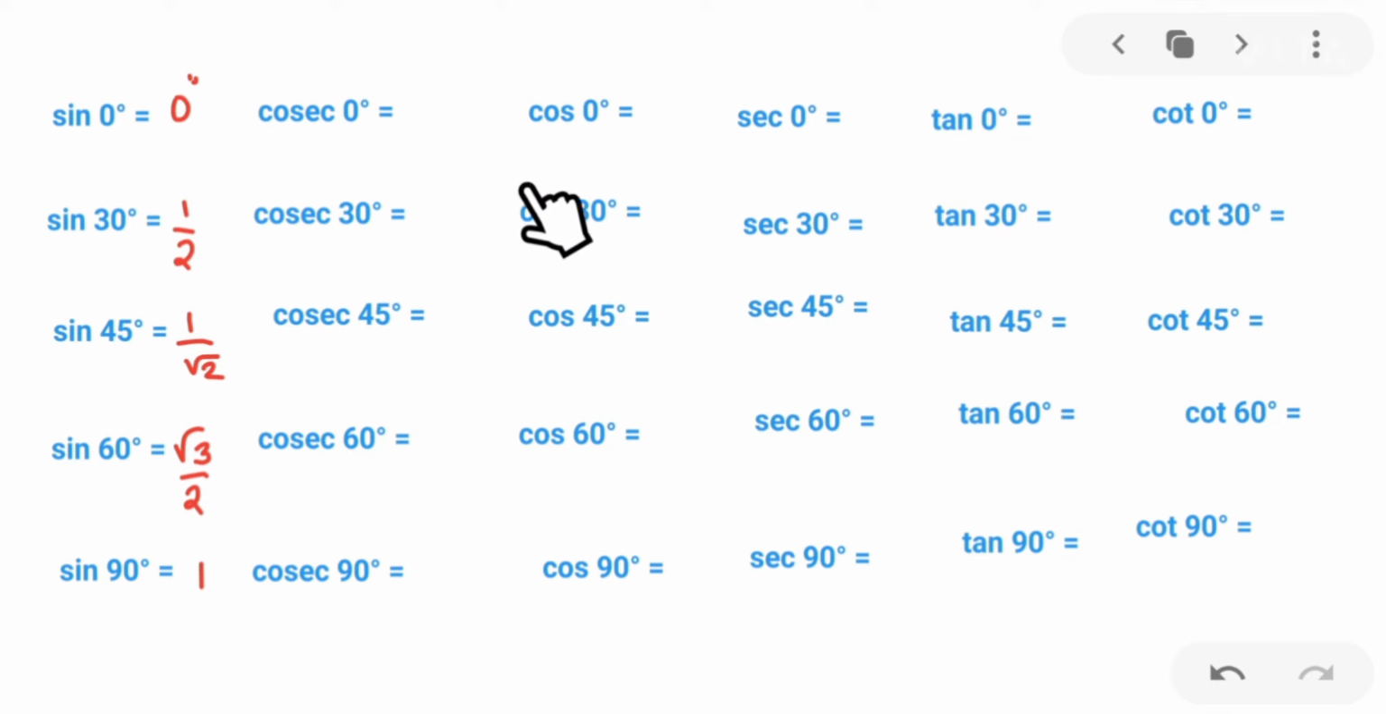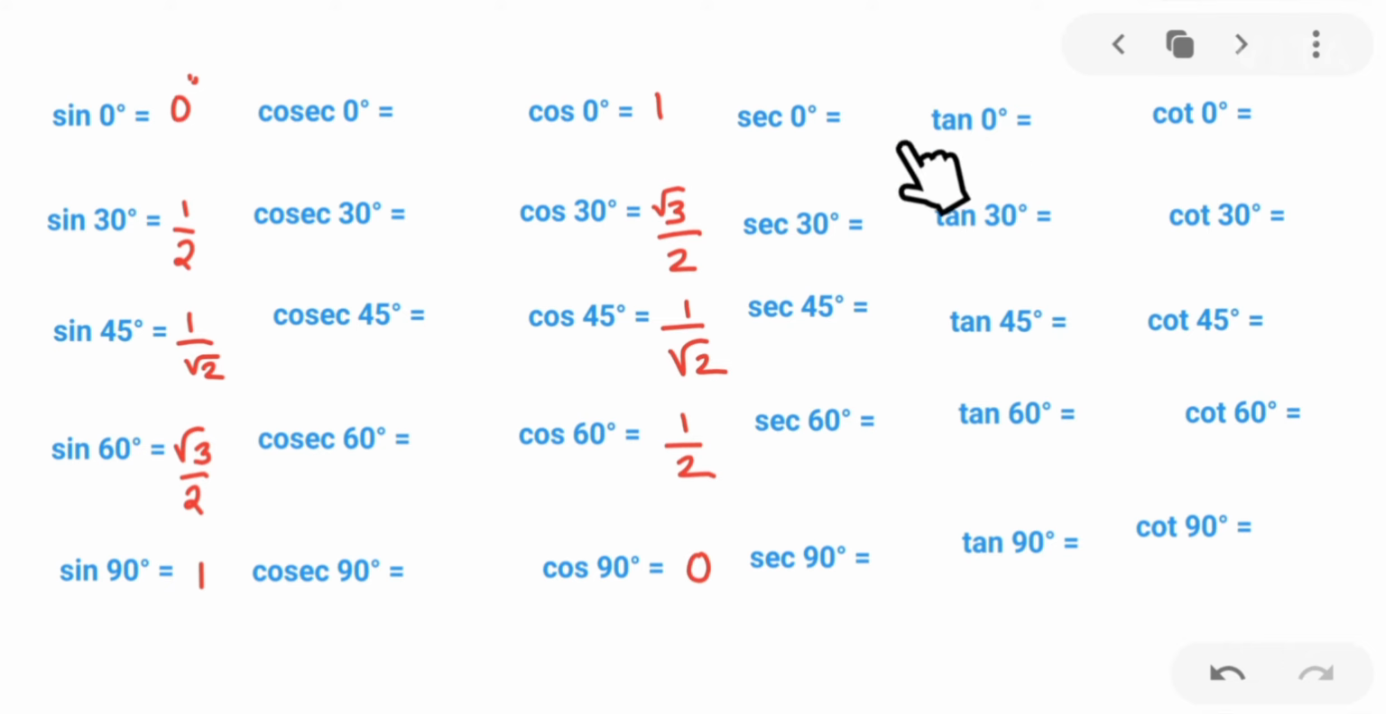So after writing the sine values, you can write the cos values. Just write it in the reverse order. So cos 0 is 1. Cos 30 is root 3 by 2. Cos 45 is 1 by root 2. Cos 60 is 1 by 2. And cos 90 is 0. So once you know the sine values, just write it in the reverse order to obtain the cos values.